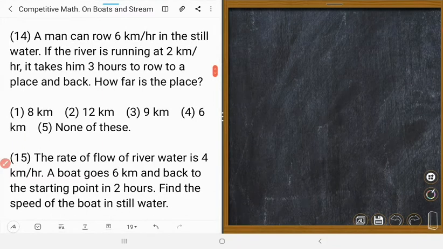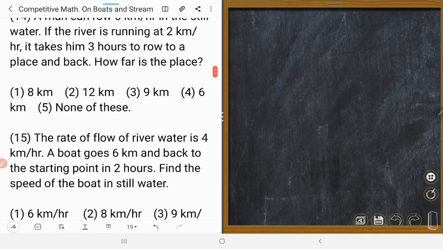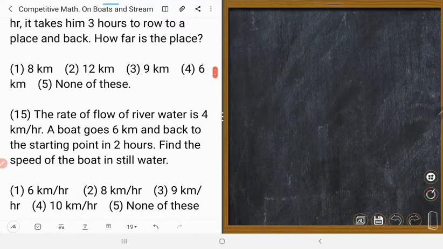Next one is 14. A man can row 6 km per hour in still water. If the river is running at 2 km per hour, it takes him 3 hours to row to a place and back. How far is the place? It is just like question number 13. You can do it. The right answer is 8 km. Could you understand? You will do it.